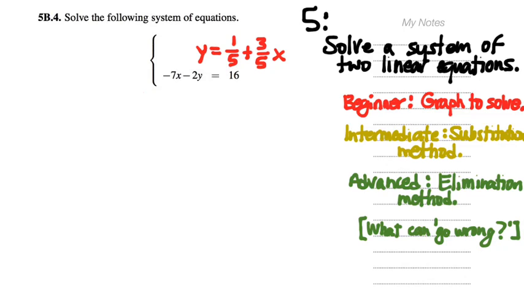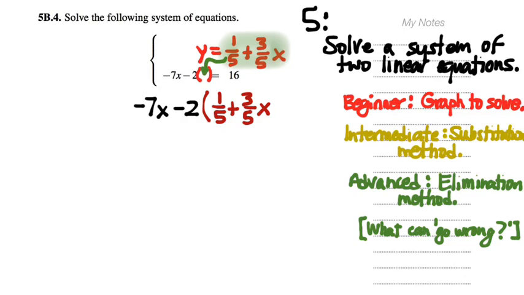Where this method gets its name is from the step of taking the y in the second equation and replacing it, substituting it, by this quantity with x's in it that we know y must be equal to at that point of intersection. So 1/5 plus 3/5 x, we're just going to drop it right in the second equation where the y used to be. And when we do that, our y's are gone from the second equation, and in their place, we have this expression with only x's in it, 1/5 plus 3/5 x. So now we have an equation that we can solve.